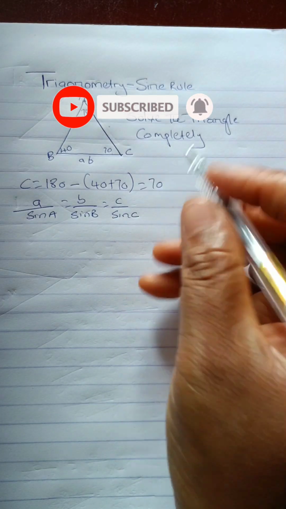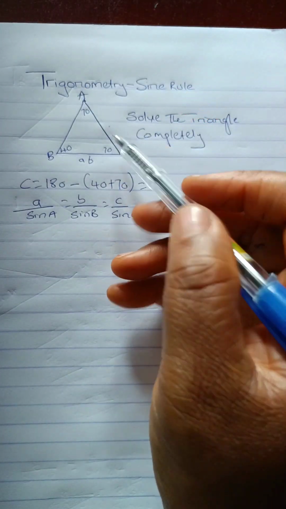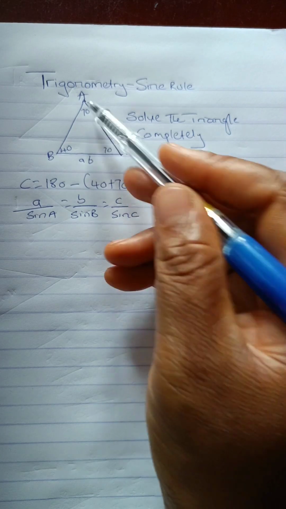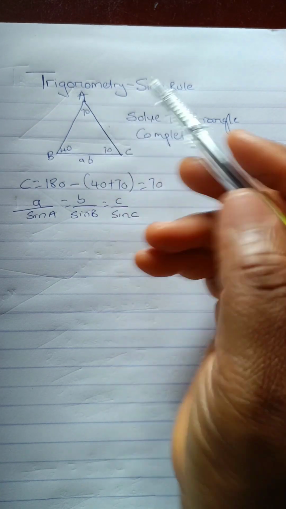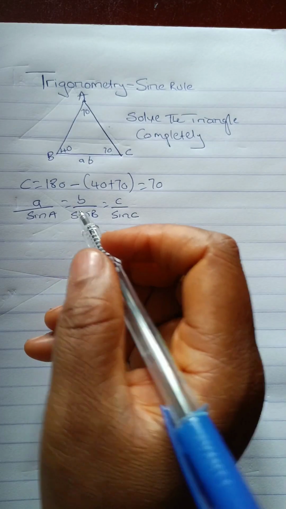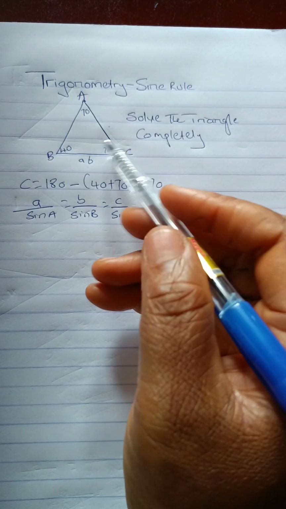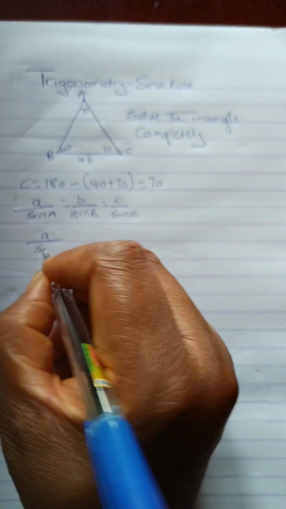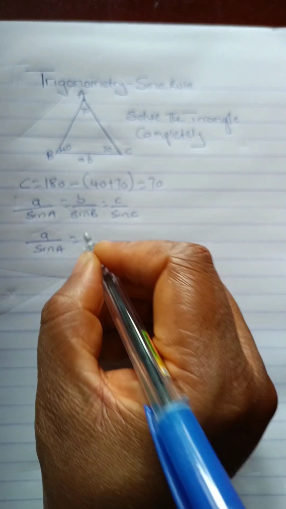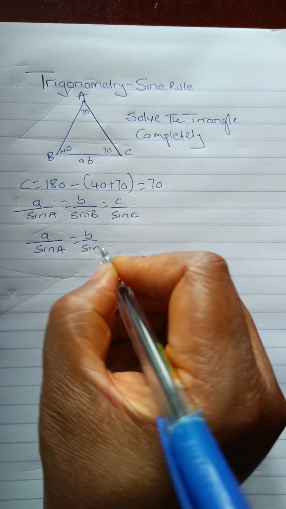So what do we do? We're asked to solve. Which one do we have? We have big A, small a. So we're going to use it to solve for B. Okay, we have our A. Now to solve B, it will be a over sine A equal to b over sine B.